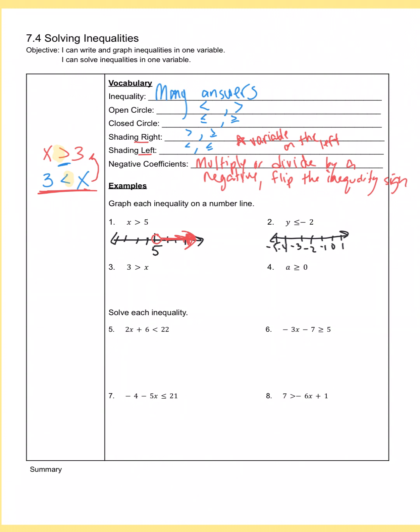This is less than or equal to. So this time it can be equal to. So I'm going to fill in, and I want values for y that are less than that. So on the number line, less than, the smaller numbers are on the left, always.